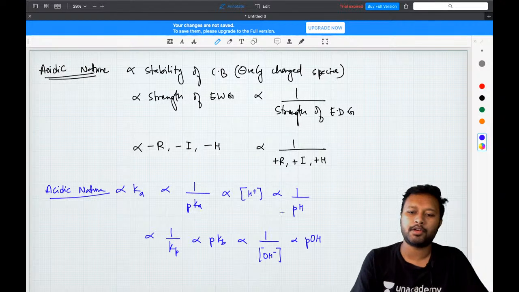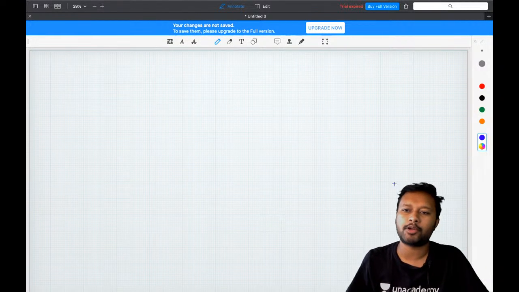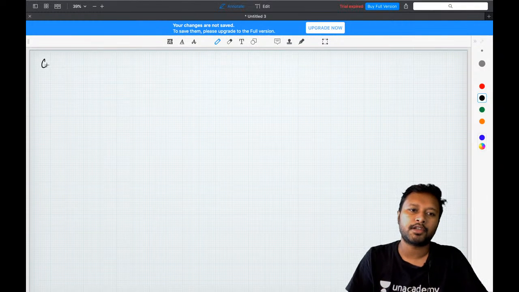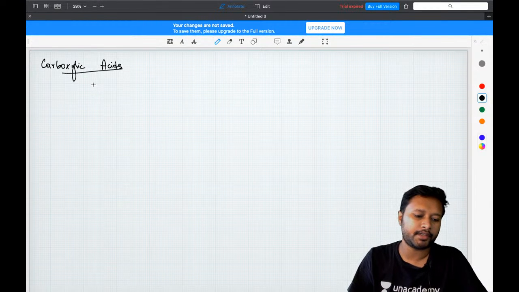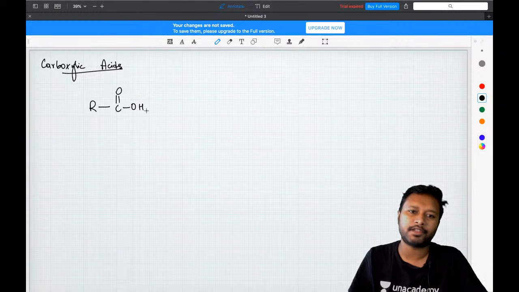Now let's talk about carboxylic acids, because we know that carboxylic acids are the most acidic functional groups. Let's take some carboxylic acid, say R, C double bond O, OH. This is one of my carboxylic acids. Now, if I find out its conjugate base, how is it going to look? The conjugate base will look like this, and the stability of this particular conjugate base is going to decide all the other factors.